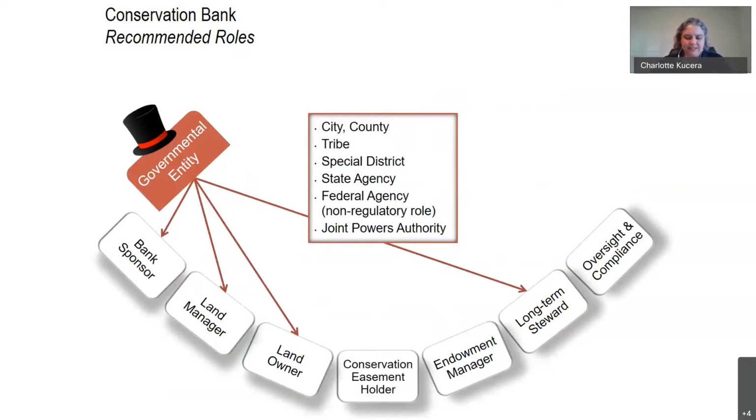Legal, procedural, and ethical considerations often constrain the ability of most governmental entities when it involves holding easements and endowments. So that's why you see that there are no lines between governmental entity and those roles. So those roles would only occur to a governmental entity under limited circumstances, and they would be approved on a case-by-case basis.